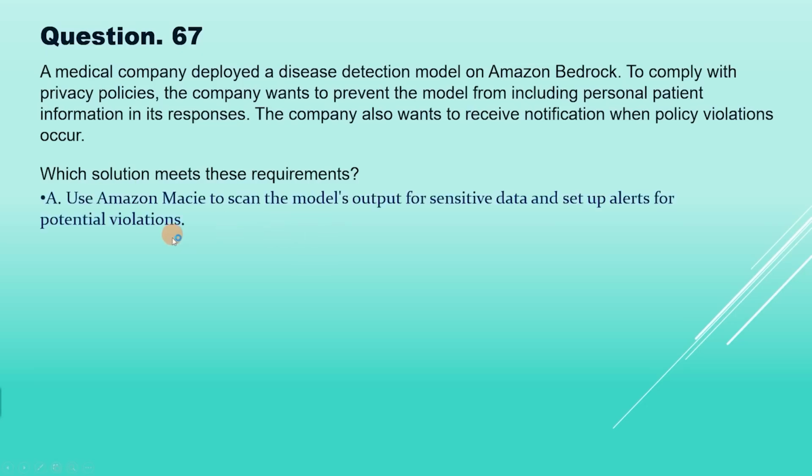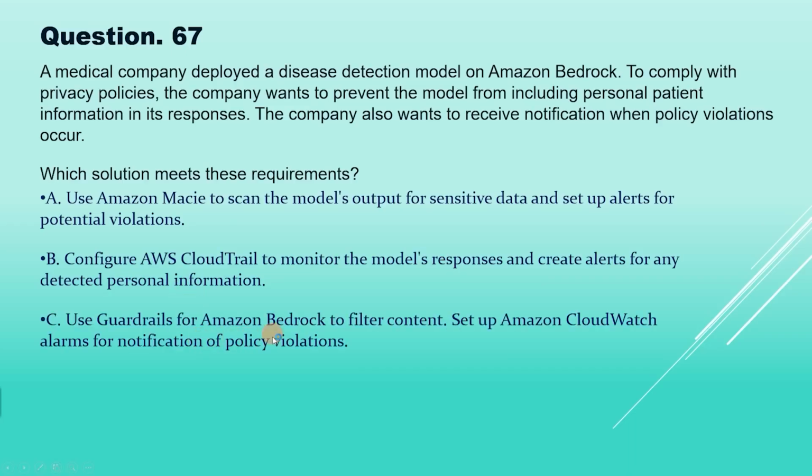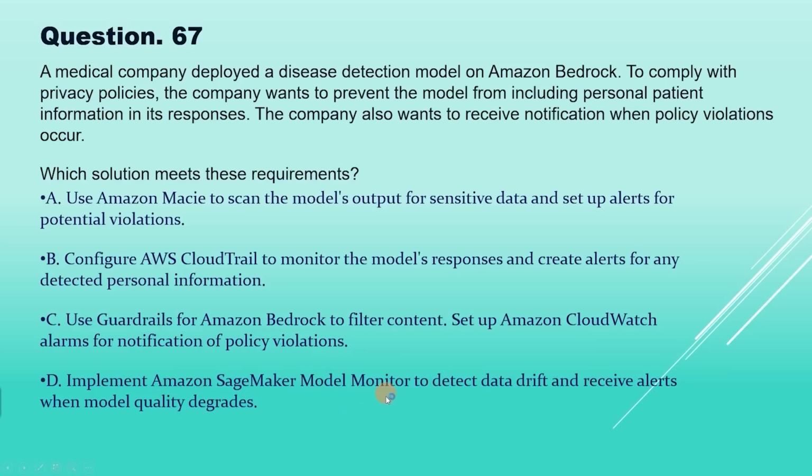Here are the options. Option A, use Amazon Macie to scan the model's output for sensitive data and set up alerts for potential violations. Option B, configure AWS CloudTrail to monitor the model's responses and create alerts for any detected personal information. Option C, use guardrails for Amazon Bedrock to filter content. Set up Amazon CloudWatch alarms for notification of policy violations. Option D, implement Amazon SageMaker Model Monitor to detect data drift and receive alerts when model quality degrades. Take your time to guess the answer.